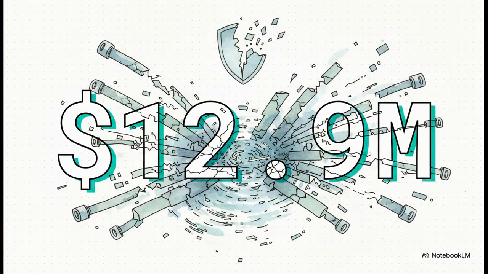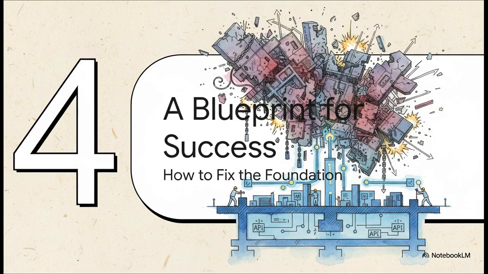And if you want to put a dollar figure on it, get ready for this. Gartner did the math. They estimate that poor data quality, which is a direct result of these busted integrations, costs the average organization a staggering $12.9 million every single year. That number is a straight line back to weak API design. Okay, so the problem is clear and the cost is, well, it's huge. But here's the good news. This is absolutely a solvable problem.